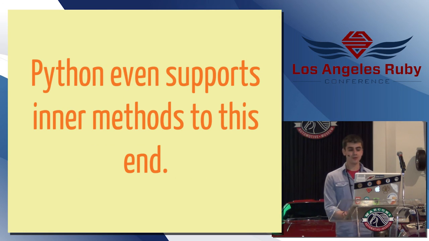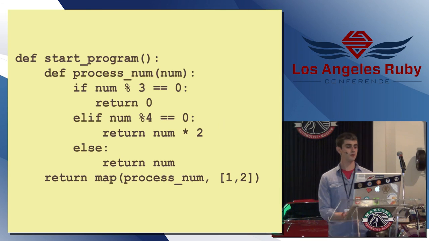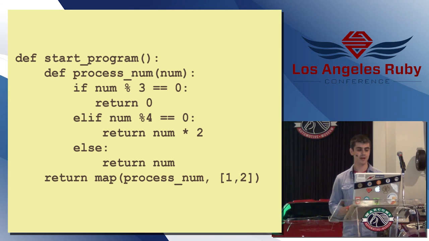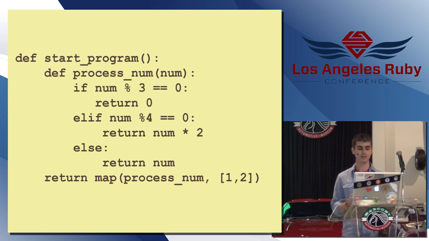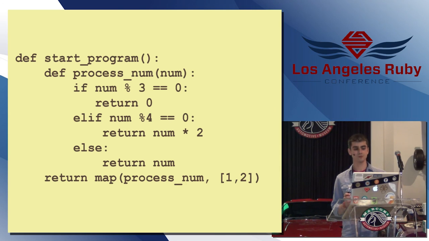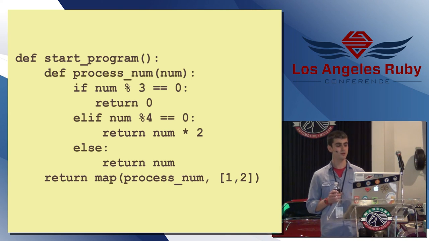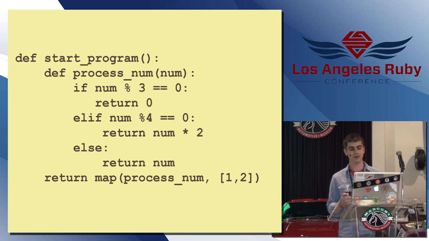Python also supports inner methods to this end. You can define a function within a function. So this is the same example, but I put this in a start pro. So say I'm in a start program function. Within that, I can define process num, and then I can return map on there. This is for if you really don't want to pollute your namespace and want to keep this definition scoped within another function, but you still get to name it and you still get that extra readability.